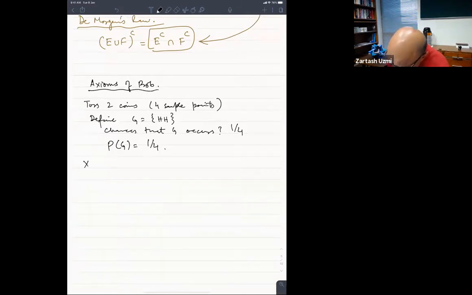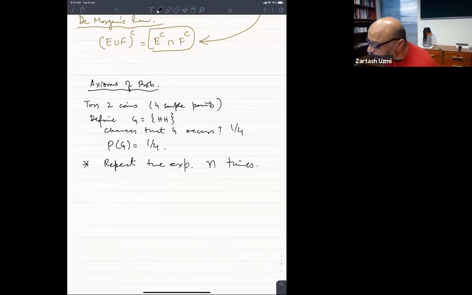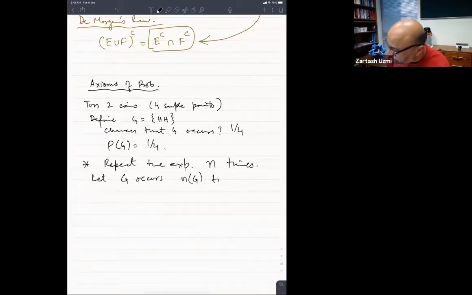Okay. So ऐसा करते हैं कि let's repeat the experiment n times. उसको n times repeat करते हैं. जब उसको हम repeat करेंगे ना, तो कुछ टाइम पे G occur करेगा, कुछ टाइम पे G नहीं occur करेगा. Let's assume that G occurs n of G times. This is a function of G, n G times. ठीक है. This is not a multiplication.